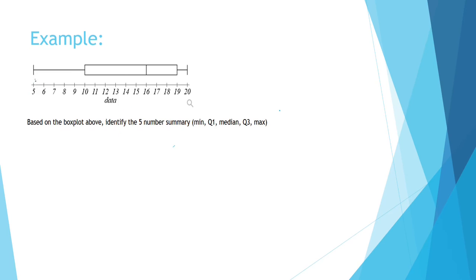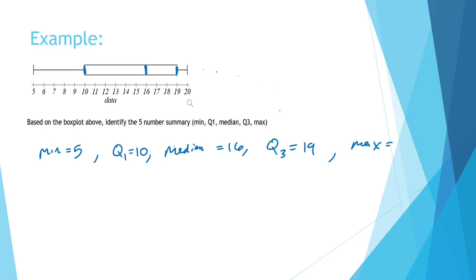The minimum is the smallest value, and that's going to be 5. Q1 is the left side of the box, and that corresponds to 10. The middle of the box here is the median, and the median is 16. Q3 is the right side of the box, and that corresponds to 19. And the maximum is the highest value, and that is 20.